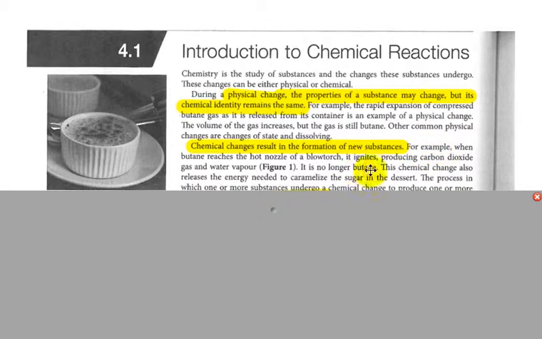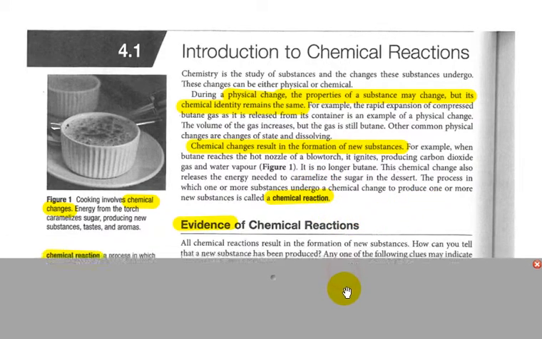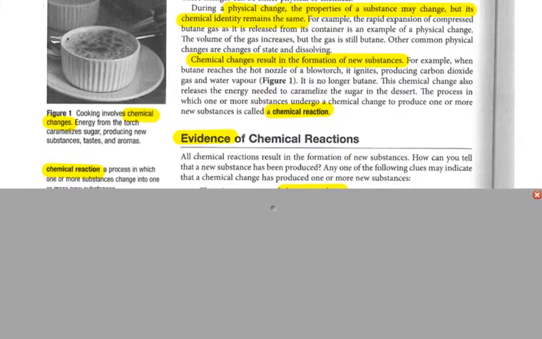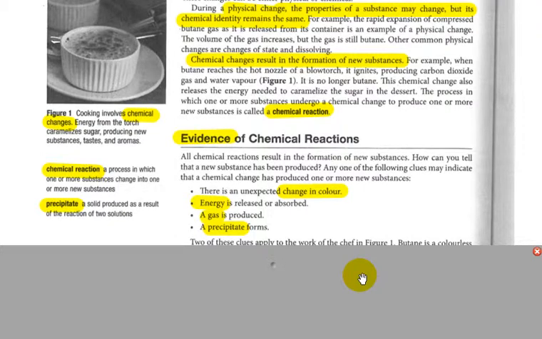Chemical change, of course, results in the formation of a new substance, and it's extremely difficult to reverse. So for example, cooking, etc. involves chemical changes because you can't get the original ingredients back. They've changed forever. Okay, so the process in which one or more substances undergo a chemical change results in a chemical reaction. And also what you've done in Science 10 is looking at evidence of chemical reactions or indicators of chemical reactions. So sometimes a change in color indicates that a chemical reaction has happened.